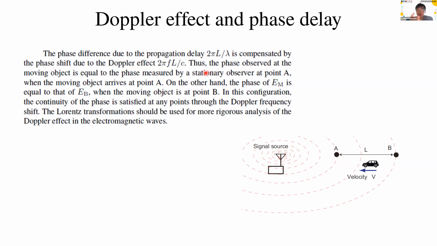So I'd like to repeat the explanation. The phase observed at the moving object is equal to the phase measured by a stationary observer at point A, when the moving object arrives at point A. On the other hand, the phase of the EM is equal to that of the EB when the moving object is at point B. So if that guy is here, the phase continuity is ensured, and the car can come to another place, but even in another place, the phase continuity is ensured.